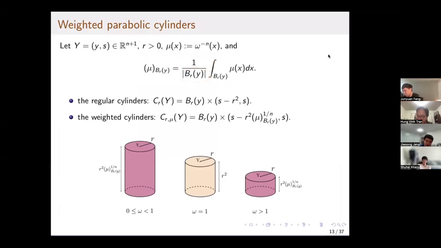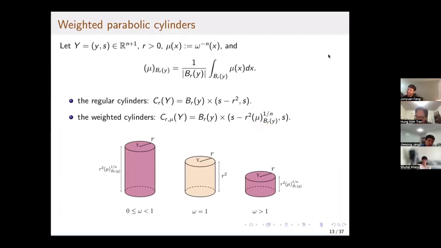So let's recall the uniform parabolic cylinder in the textbook. We know for parabolic equations, the regular cylinder is: if the spatial radius is r, then the height of the cylinder will be r squared, like this one, r to r squared. Okay, and how do we come up with this term?